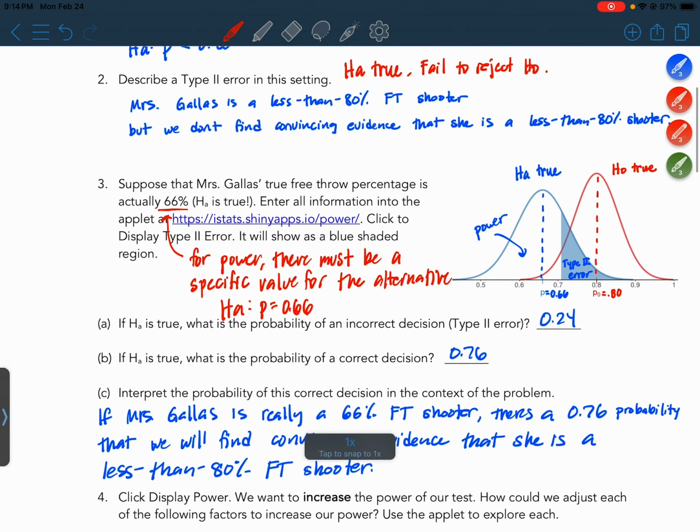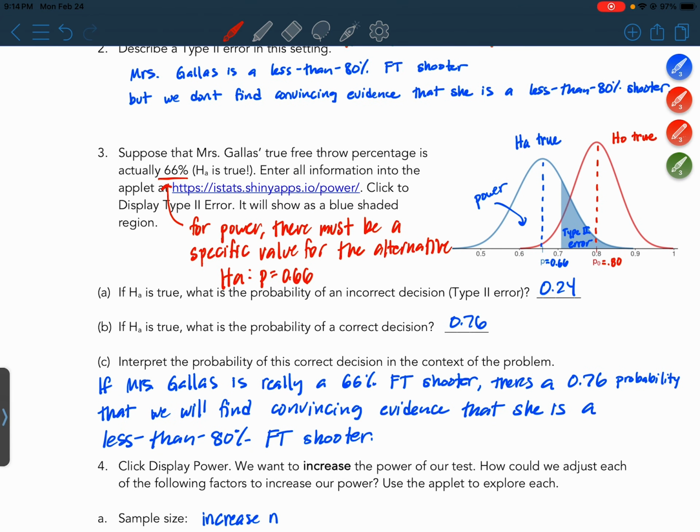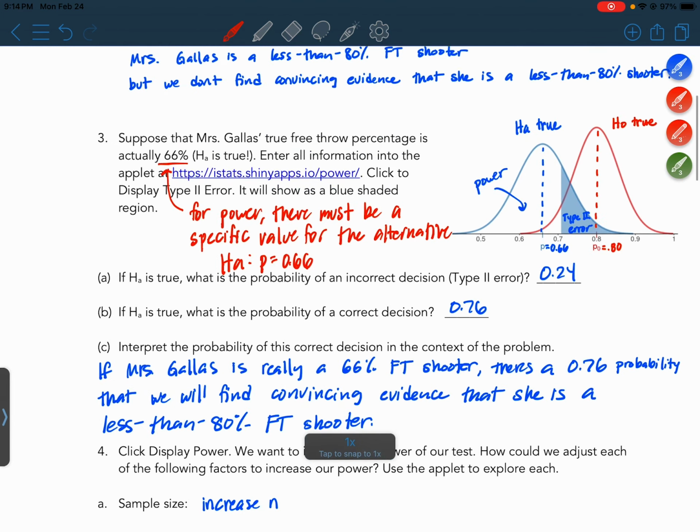All right, so the two probabilities here, the 0.24 and the 0.76, right? Each of these represents a different outcome, right? So the 0.24, that's our type 2 error. Or it's the probability of making a type 2 error. And then the 0.76 represents the power of the test. Okay, the likelihood that we reject the null when the null should be rejected.